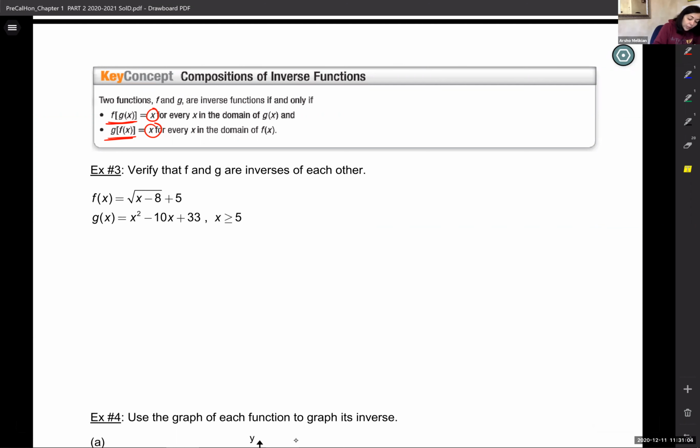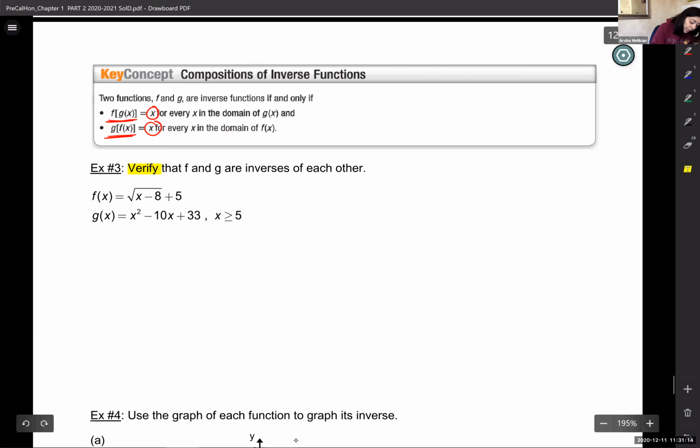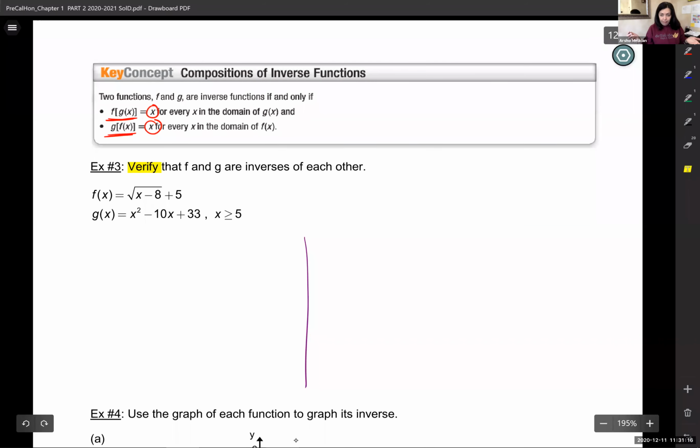So the question says to verify that f and g are inverses of each other. Okay, so now here's what you have to do. Split your page into two. In this first part of the page, you have to find f of g of x. And in the second part of the page, you have to find g of f of x. So let's just do that. f of g of x is, inside of f of x, I'm going to put g of x.